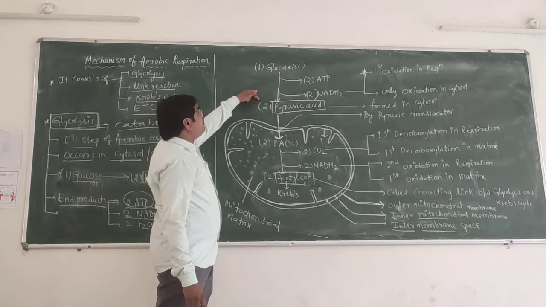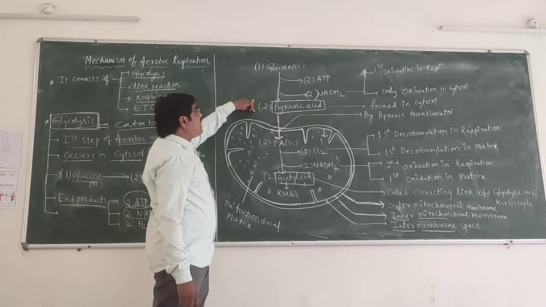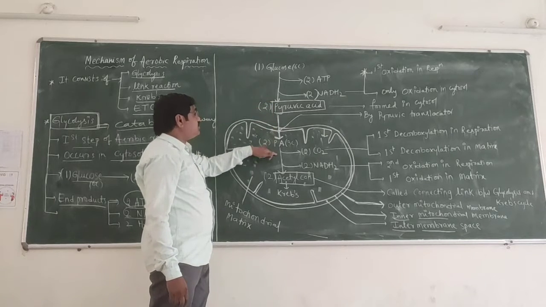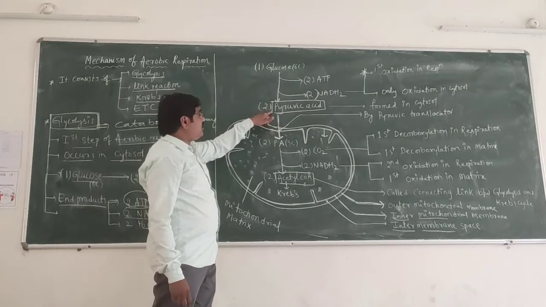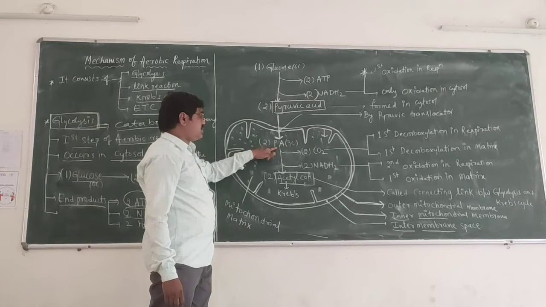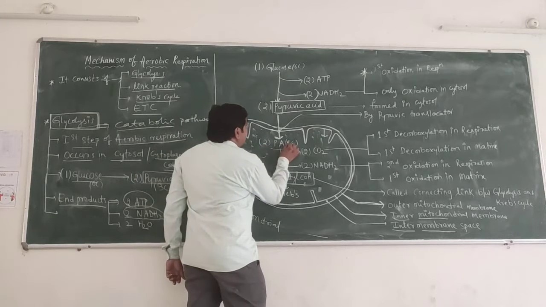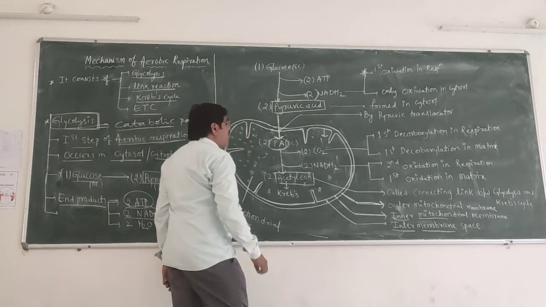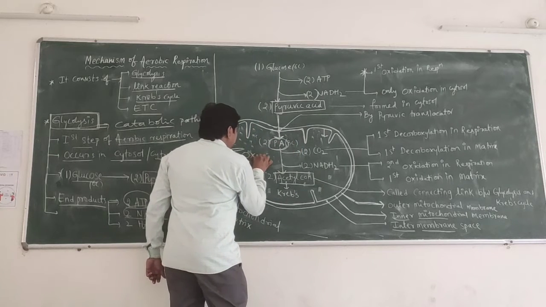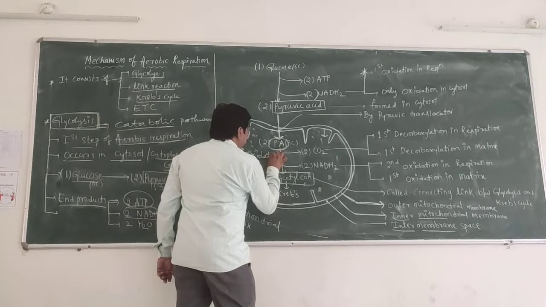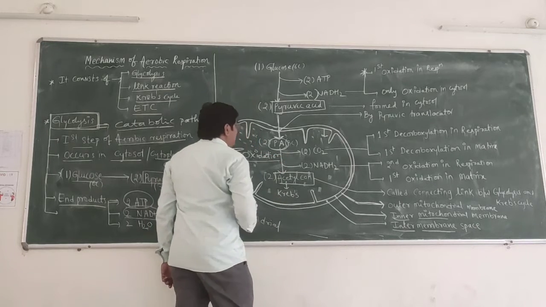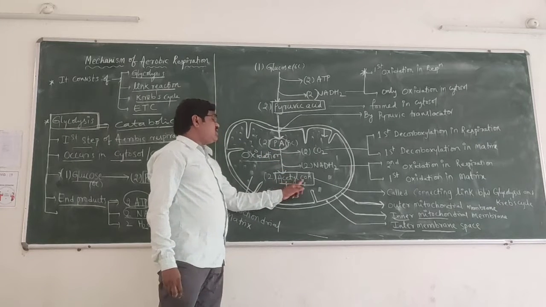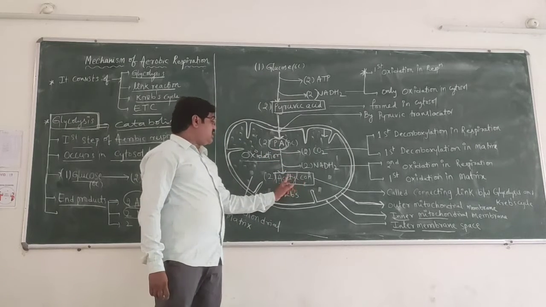When pyruvic acid is formed in the cytoplasm of the cell, the two molecules of pyruvic acid enter the mitochondrial matrix. When pyruvic acid enters the mitochondrial matrix, it undergoes oxidation, and the two molecules of pyruvic acid are converted into two molecules of acetyl-CoA.